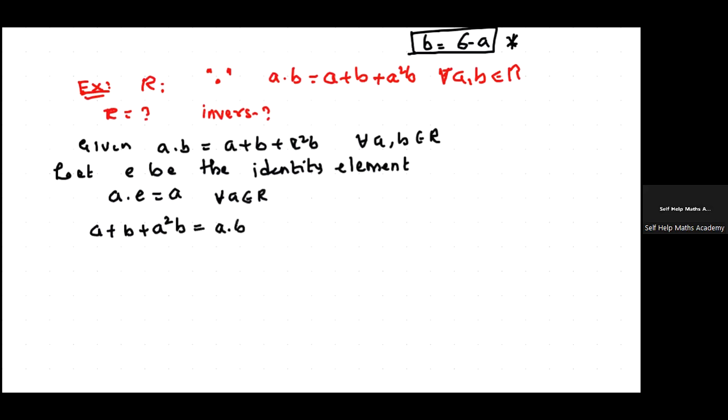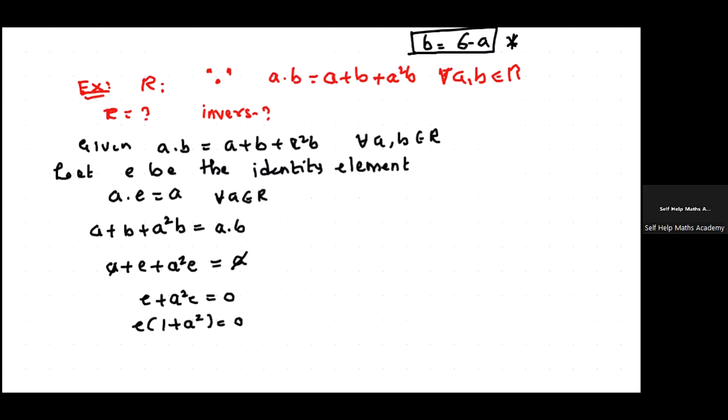So here it is A plus E plus A square E is equal to A. Now I can cancel this A and A. I'm left with E plus A square E equal to 0. I can take E out. This is E times 1 plus A square is equal to 0.